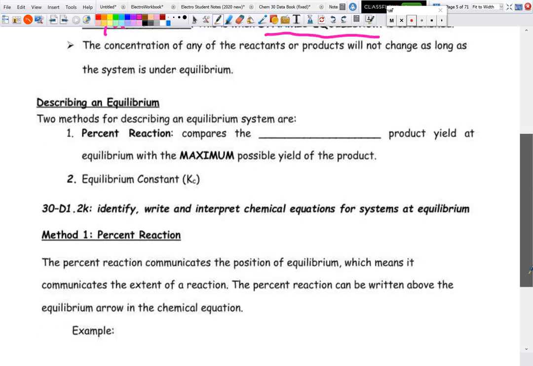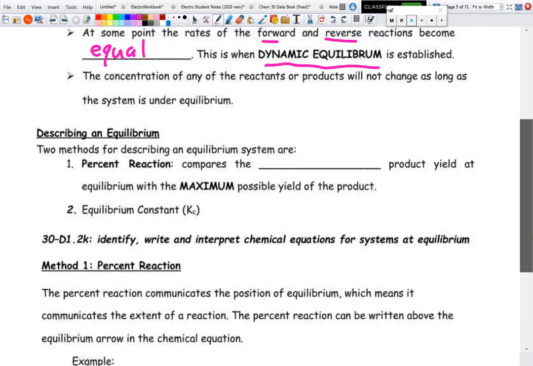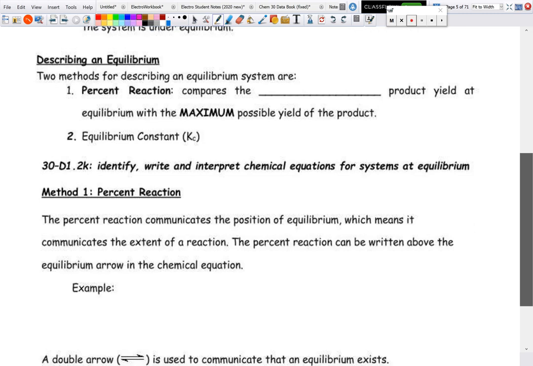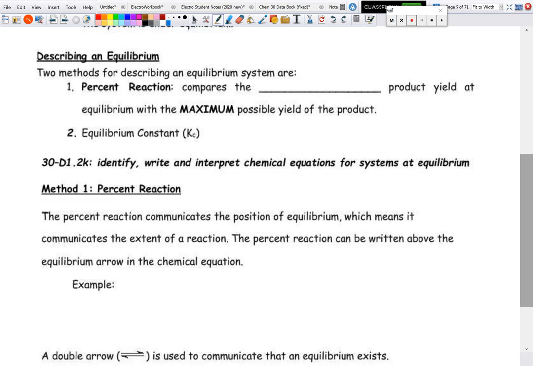So one way to describe equilibrium is whether more products or more reactants are left at the end of the reaction. We will need to describe equilibrium. Two methods that we're going to look at: one of them is percent reaction, and the other is the equilibrium constant, big K with a little c.